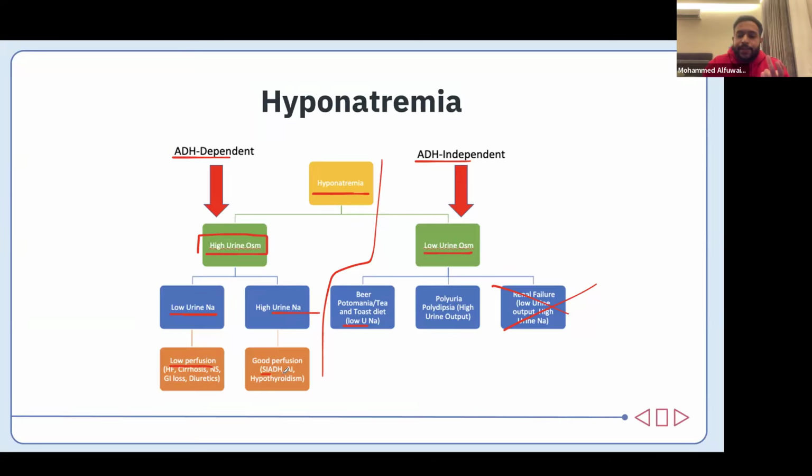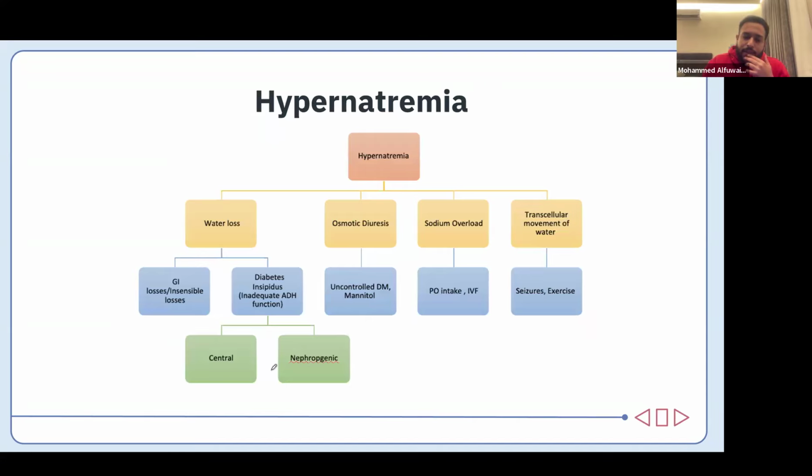Okay. SIADH, a patient with pneumonia or CNS lesions. You check urinary sodium, it is high, then you'll diagnose them as SIADH. Simple. Done. So stuff like this. On the contrary, you have hypernatremia.